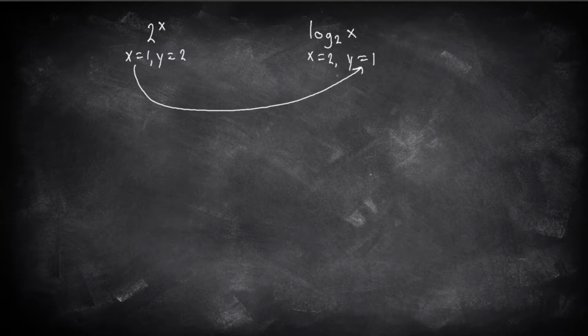So let's say we have an exponential function 2 to the power of x. So we plug in x is equal to 1, we get back y is equal to 2, because 2 to the power of 1 is 2. Now we take the log function, log 2 of x, then if we plug in x is equal to 2, then y is equal to 1. So our x becomes our y, and our y becomes our x. So logs are just inverse functions for exponentials.